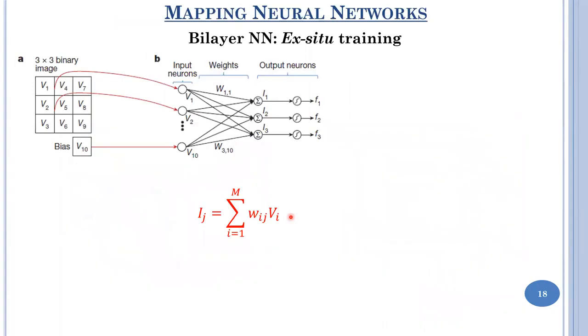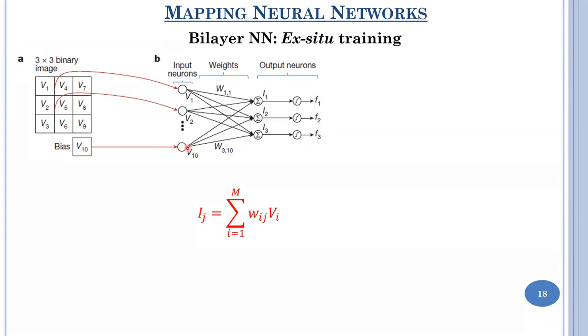Okay. So with this, let me come to the main part of this talk, which was on mapping these neural networks onto these hardwares. First, let me talk about the neural network that we have in the picture. It's a single layer neural network, which is also called the bilayer neural network. Why so? Because it just has one input neuron layer and an output neuron layer. The input neuron layer has the pixels of 9 different binary images and one bias. Let us for the time being remove this bias from the picture.